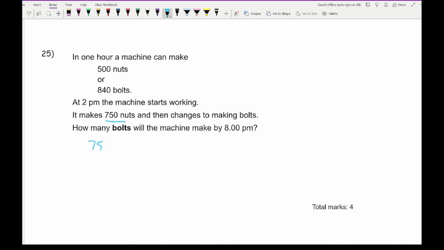So 750 divided by 500 equals 1.5. So that's how many hours it's taken. So if we then got 2 p.m. and we add 1.5 hours, the time then is 3:30 p.m. Now if this machine stops working at 8 p.m., what's the time that's elapsed?